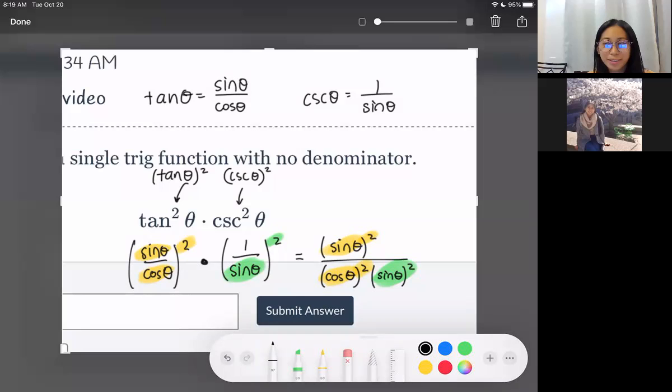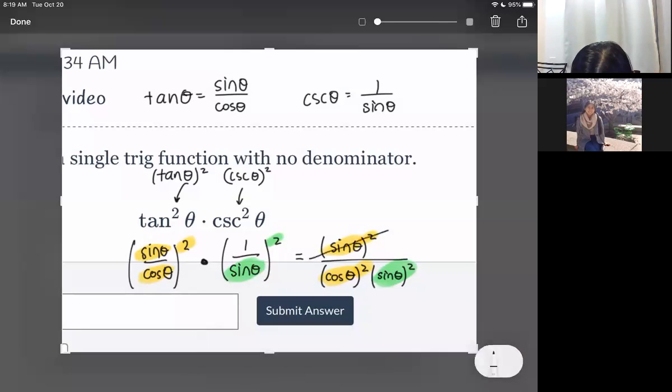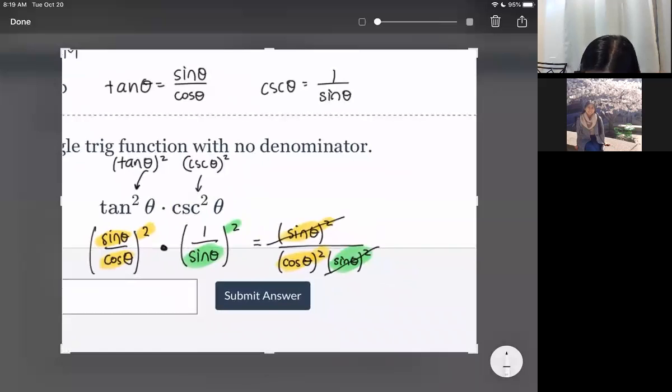Okay. Then we can do some canceling. So we're going to cancel out the sine squared and the sine squared because you can cancel stuff if they're on the top and the bottom. And then we are left with 1 over cosine theta, which is squared. Okay?